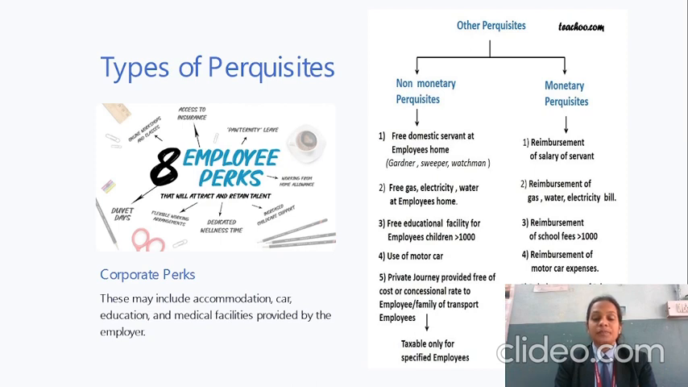Then the use of transport facilities by transport employees. Then monetary perquisites are taxable for all employees, which includes reimbursement of salary of servant, reimbursement of gas, water, electricity bill, reimbursement of school fees up to rupees 1000, reimbursement of motor car expenses, and the reimbursement of private travel bill of transport employees.